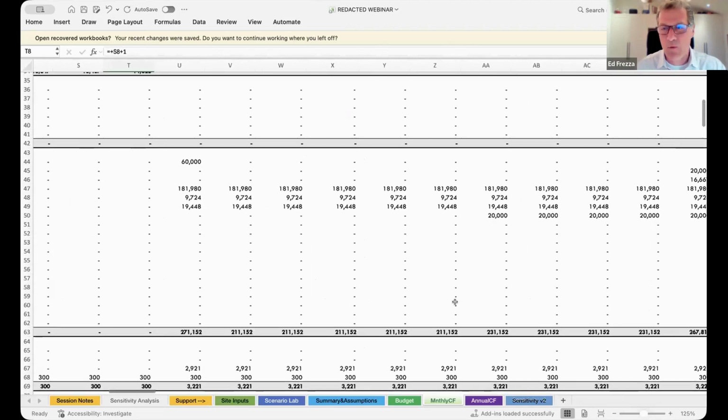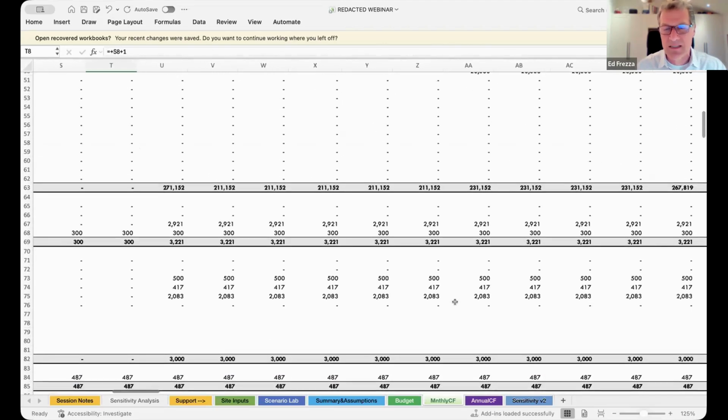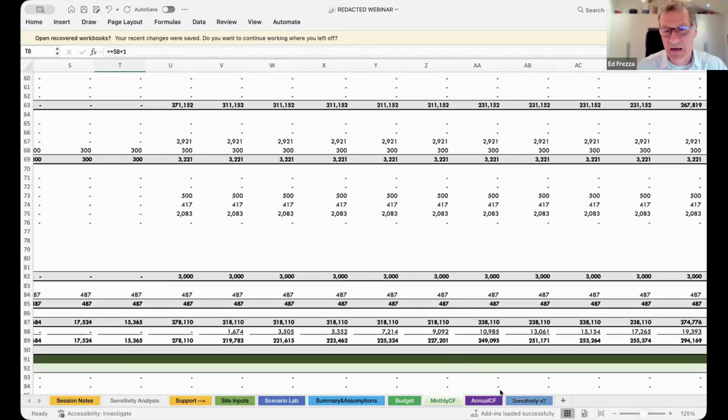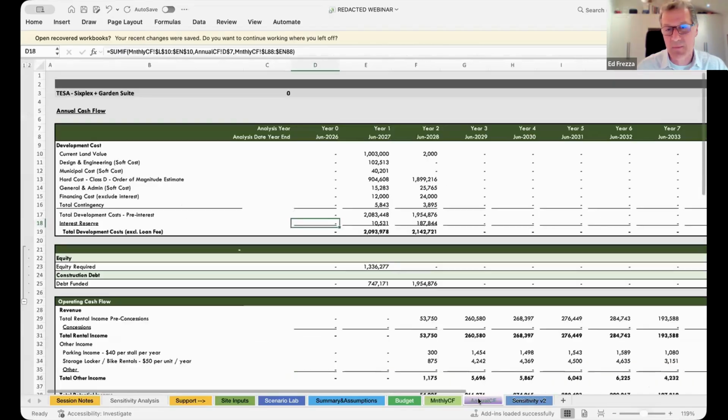So I won't drag you through all that stuff because it's pretty dry and boring stuff. It's just Excel stuff. But we'll now go to the annual cash flow tab. And this one's interesting because it kind of condenses everything, and it's a bit more interesting.